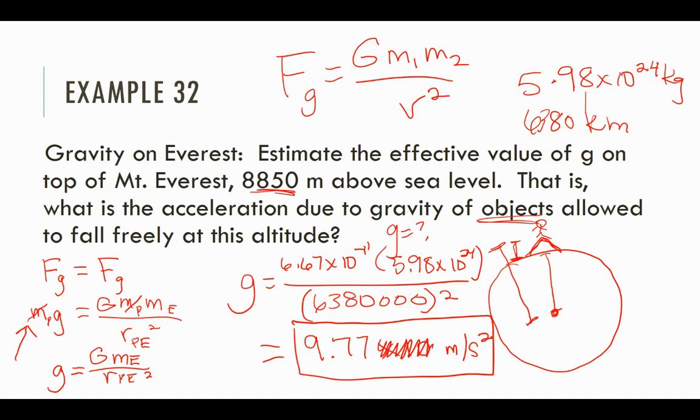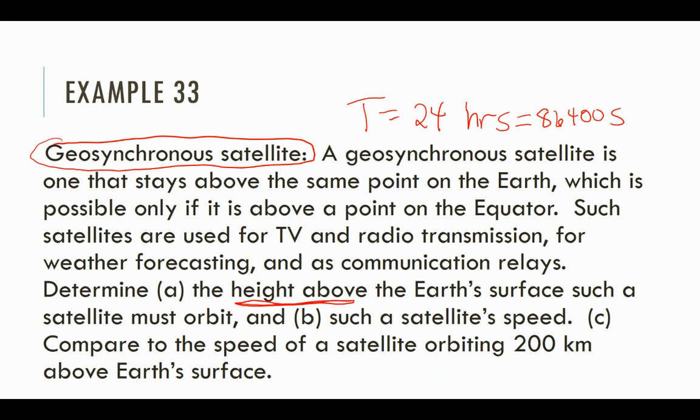So again, if we go back to this problem, remember how far an object is from the center of the Earth is not just the radius of the Earth, but the radius of the Earth plus the altitude above sea level. So we'll have to keep that in mind. And then also, what's the speed that satellite is going? We're going to focus on C, and then it says compare the speed of the satellite orbiting 200 kilometers above the Earth's surface. We'll focus on that one in a bit.